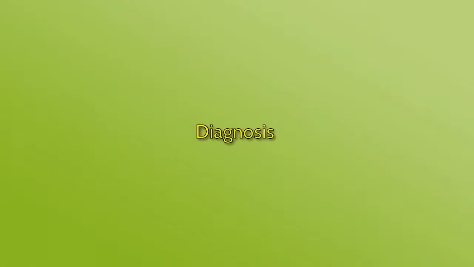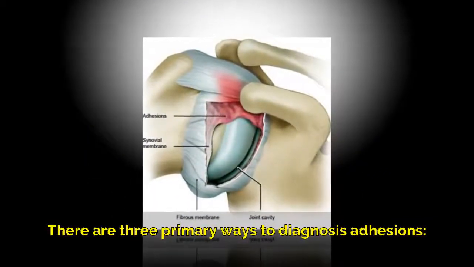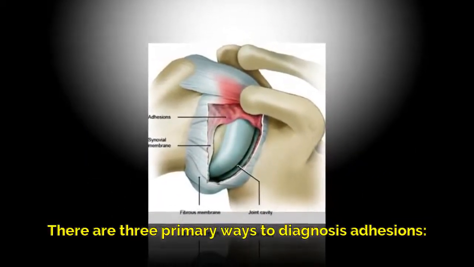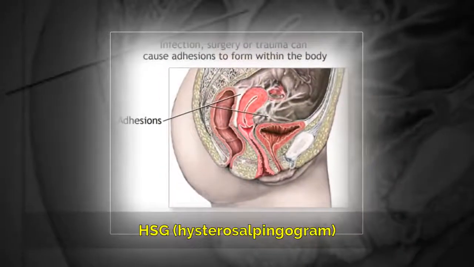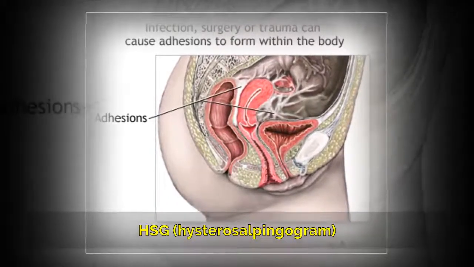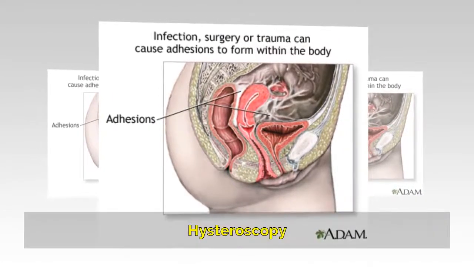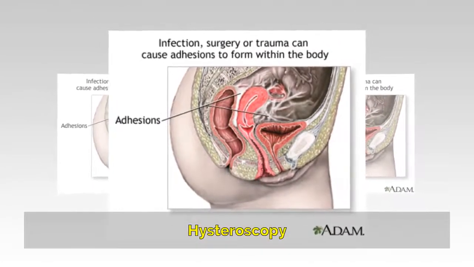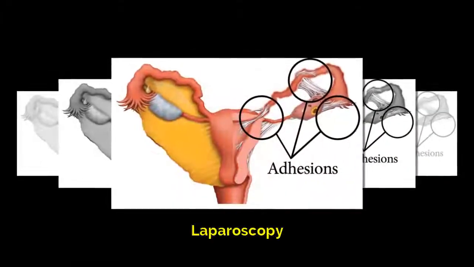Diagnosis. There are three primary ways to diagnose adhesions. HSG, hysterosalpingogram. Hysteroscopy. Laparoscopy.